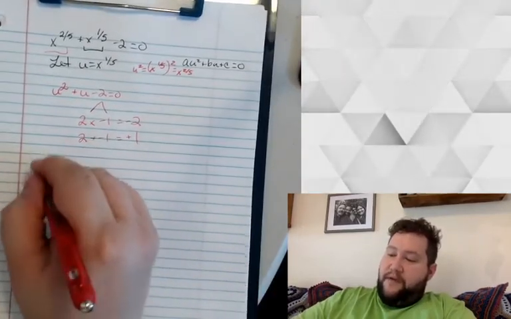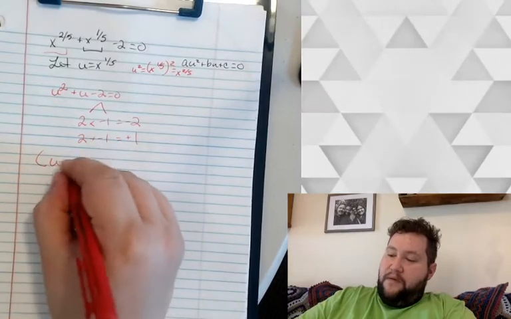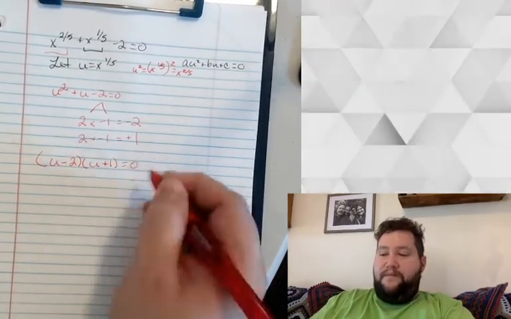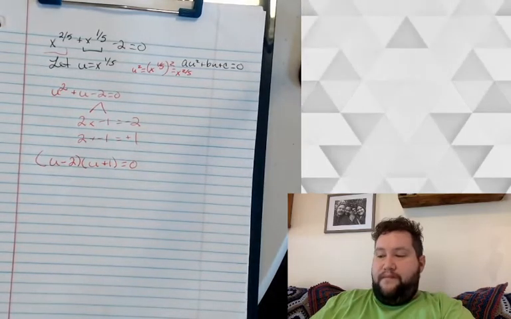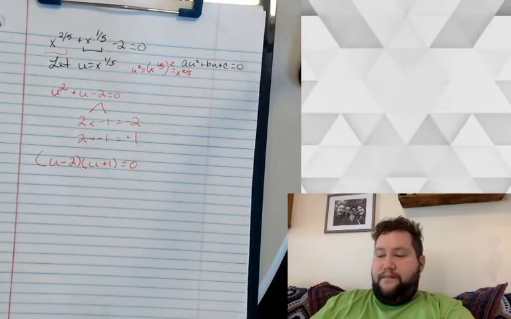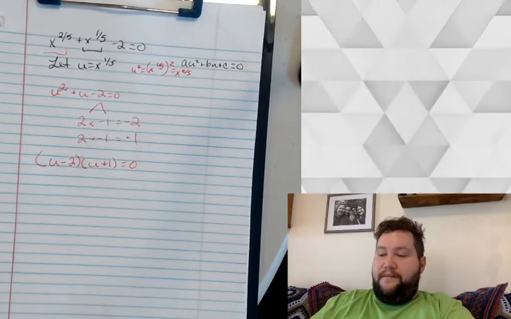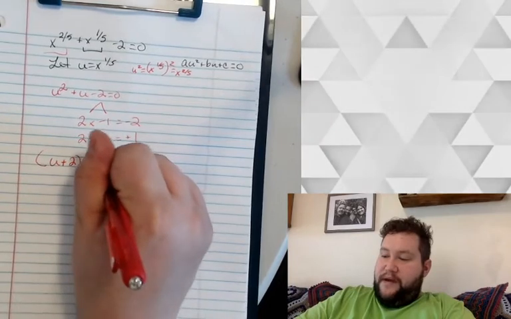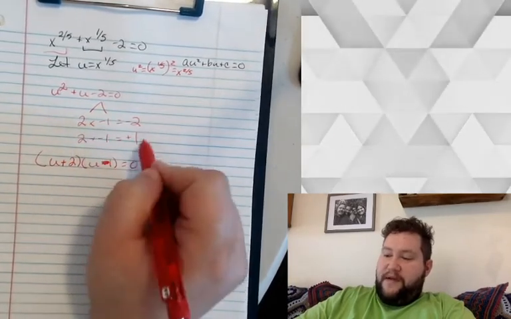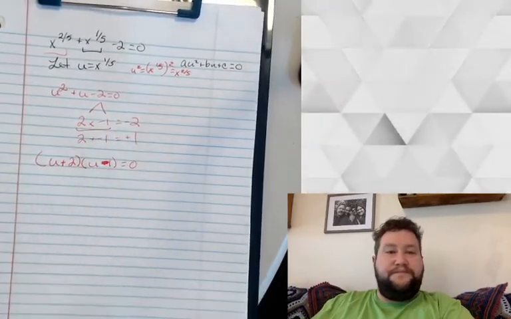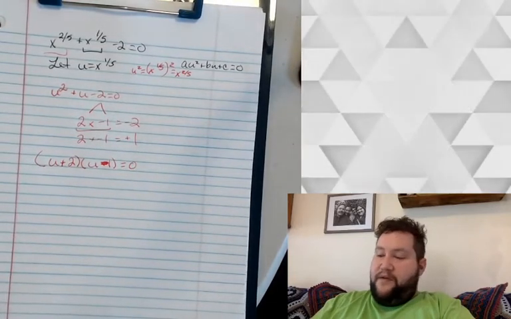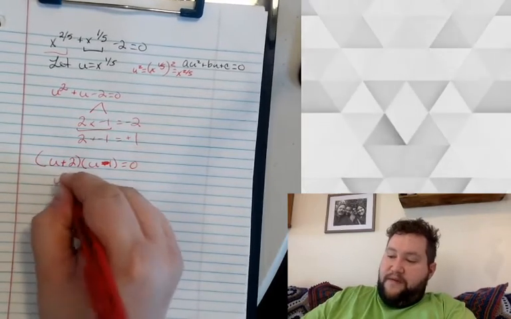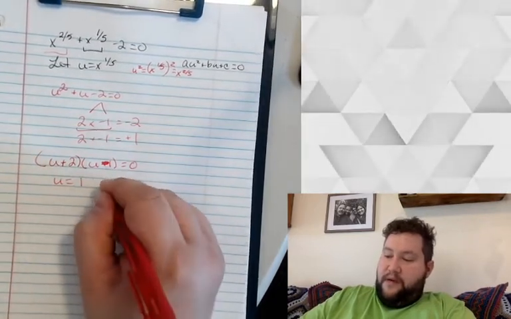So here we have u minus 2, u plus 1 equals 0. I wrote those wrong, didn't I? U plus 2, u minus 1. I knew something was wrong. I wrote those numbers down instead of these ones. So we have u plus 2, u minus 1, which means that u equals 1, or u equals negative 2.